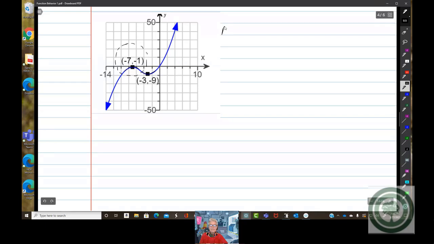So the relative maximum point is the point -7, -1. Don't get points, ordered pairs, mixed up with intervals. It's so easy to do.